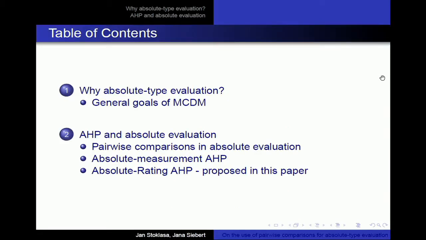I'm not sure how many of you are well familiar with AHP or pairwise comparison methods, but I guess that we have all encountered those. So I will just briefly remind you of the perspective of the relative and absolute type evaluation methods, just to show what the motivation was.